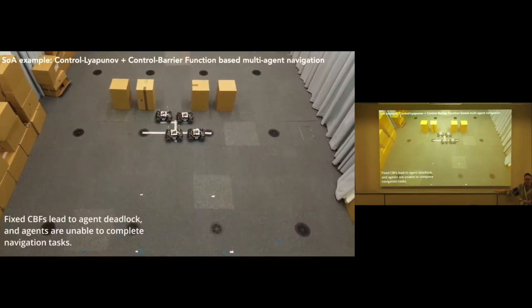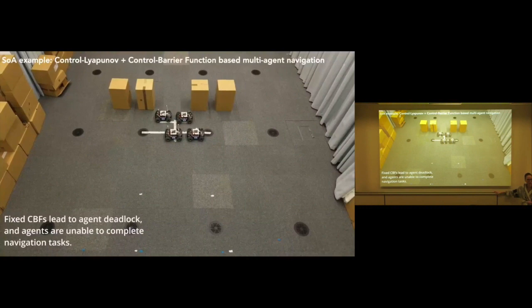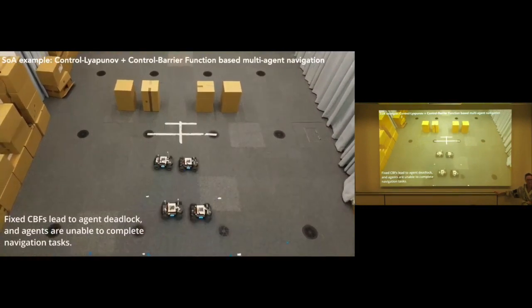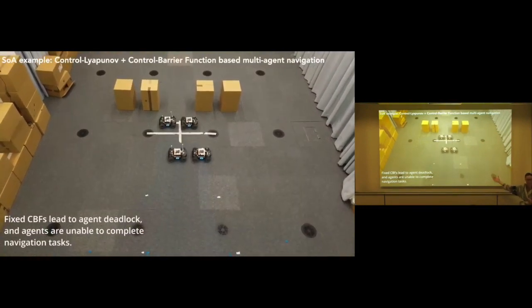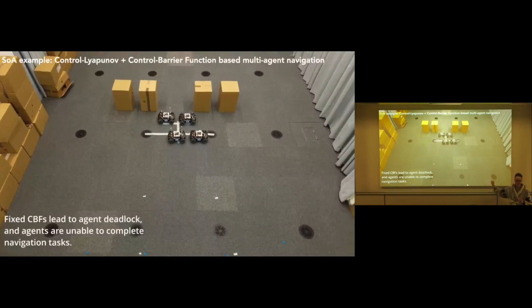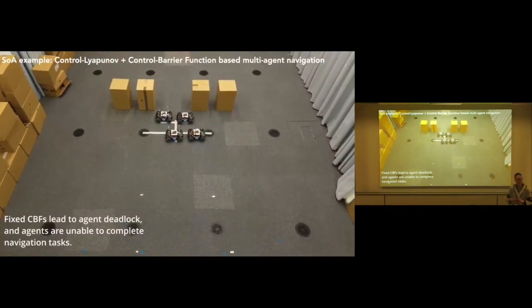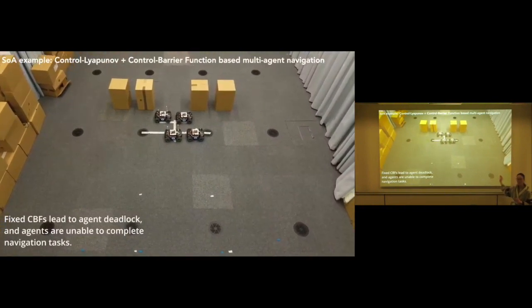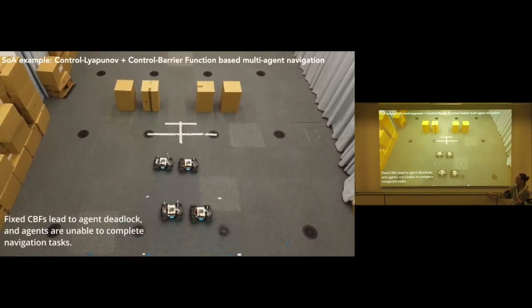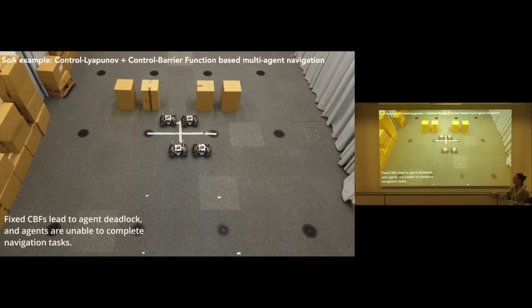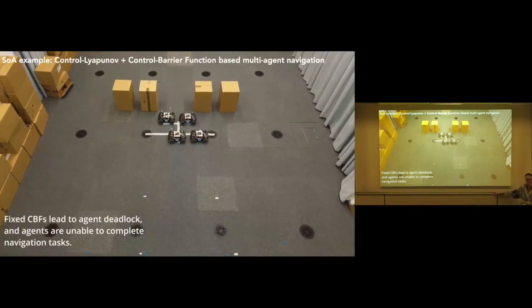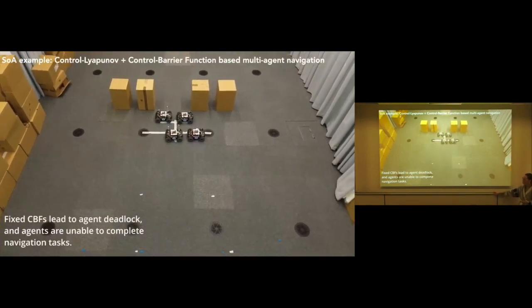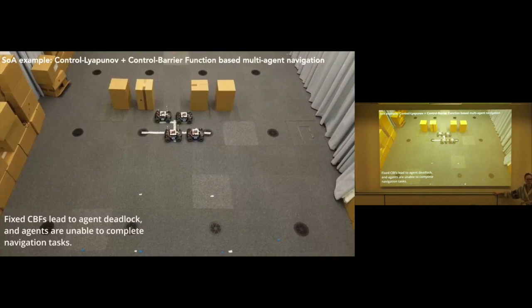Now, what's happening here is we're taking the state-of-the-art solution and a state-of-the-art method to tune the CLF-CBF paradigm, which depends on several parameters. We do an exhaustive sweep of the parameter space, and this is the best it can do for us. And you can see that for this particular setup of the environment, with the robots running the same parameters that we tried to tune exhaustively, the problem doesn't complete.